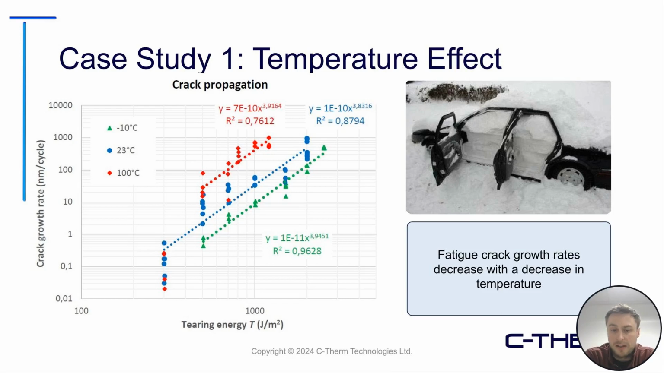So the first effect they looked into was temperature. On the plot here, we can see the crack growth rates for, I believe this was the SBR, at -10, 23, and 100 degrees Celsius. We can clearly see that for the same material, as the temperature increases, the resistance to crack growth rate will decrease, meaning that a material that's hotter will crack faster.